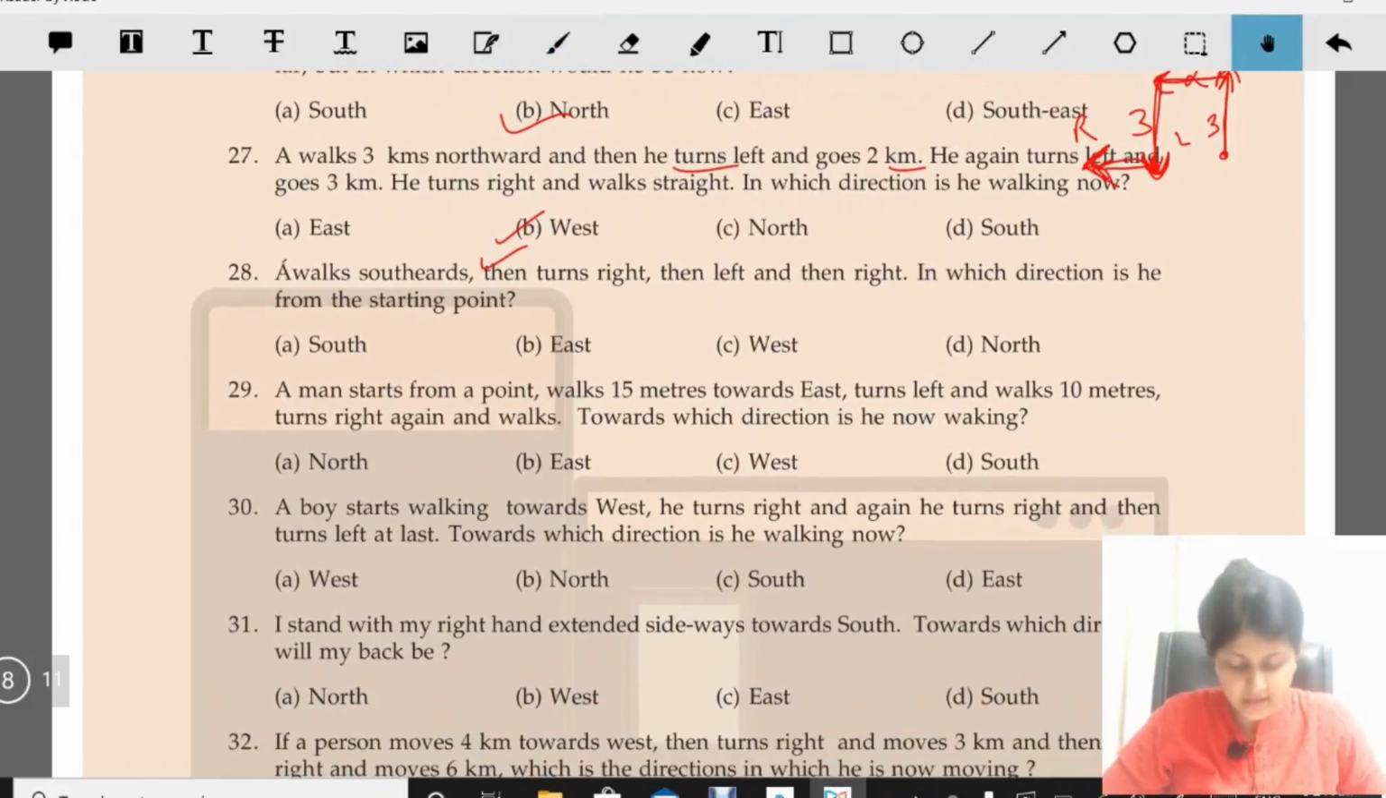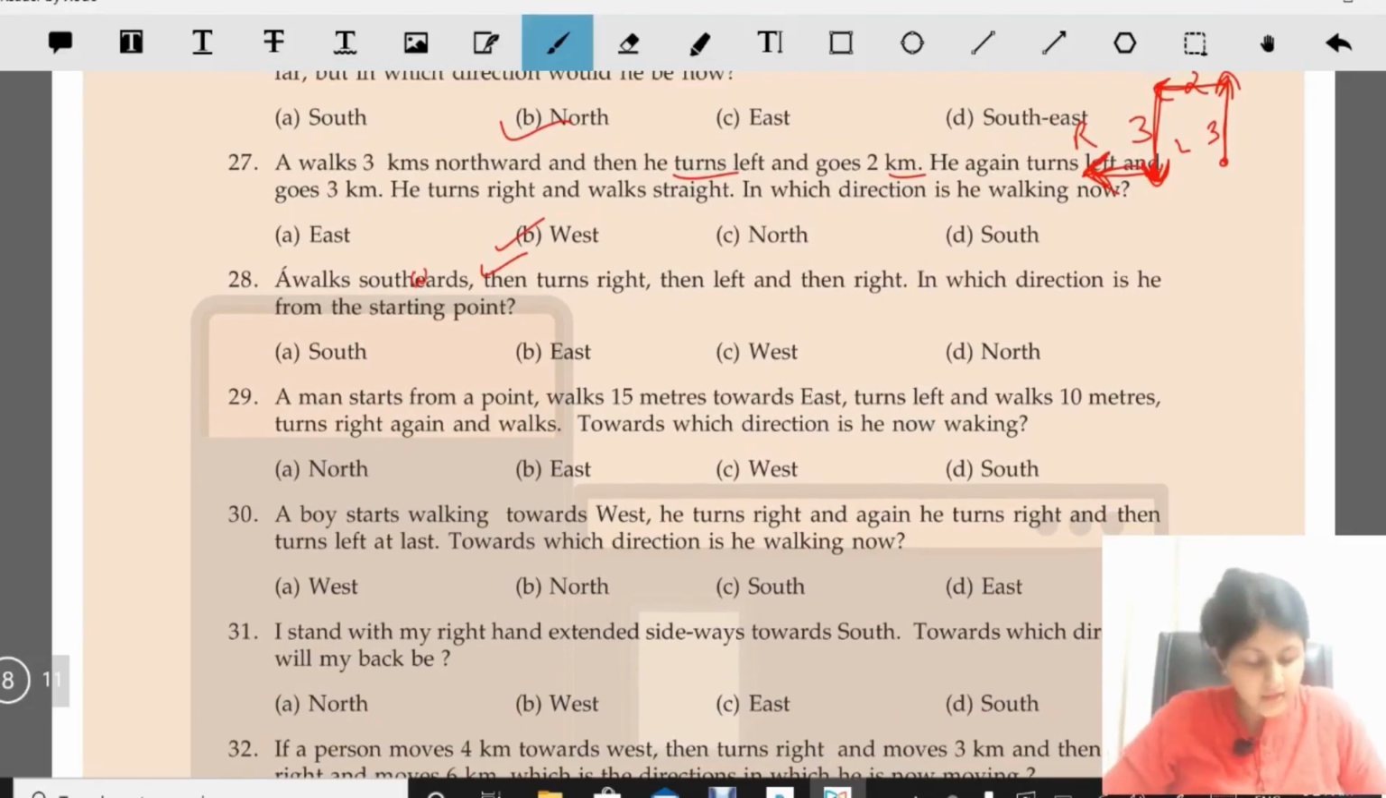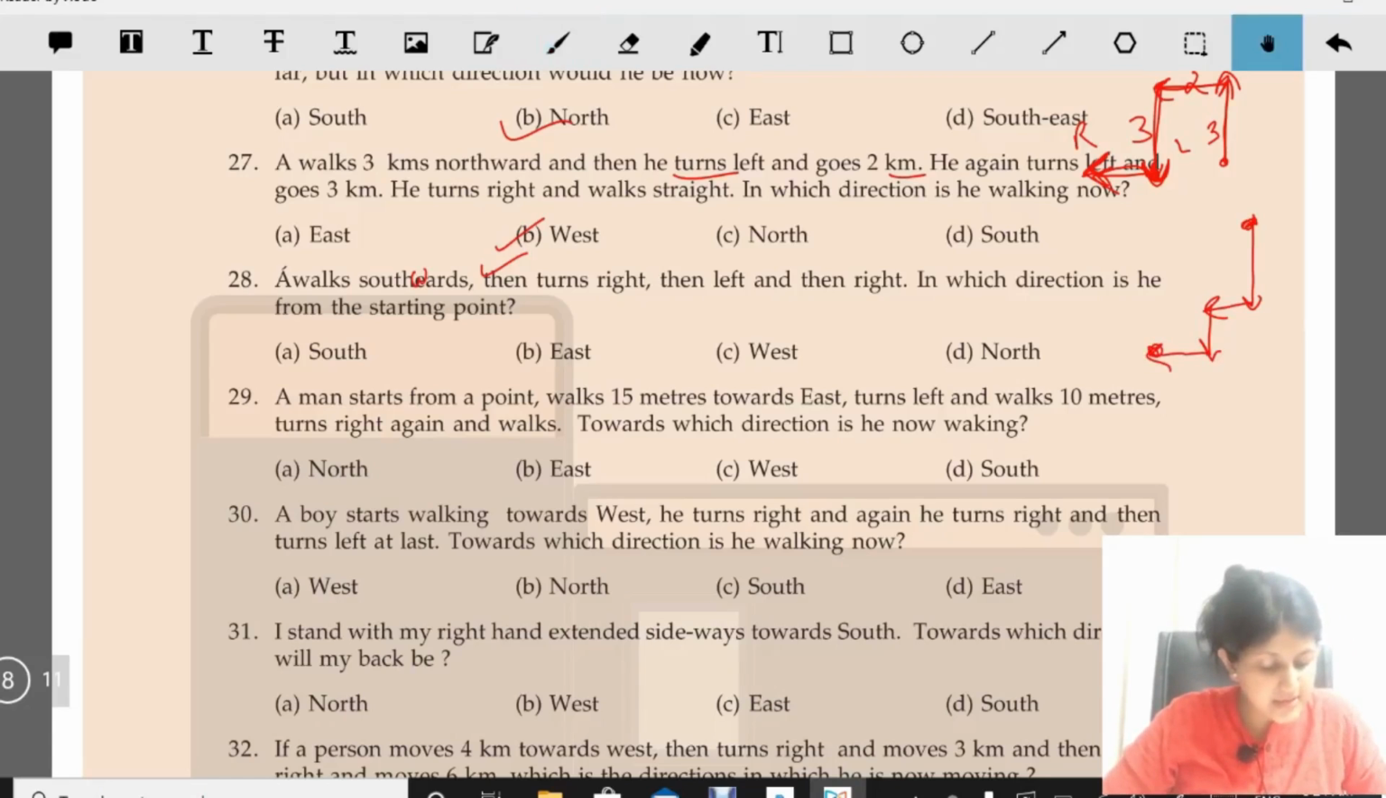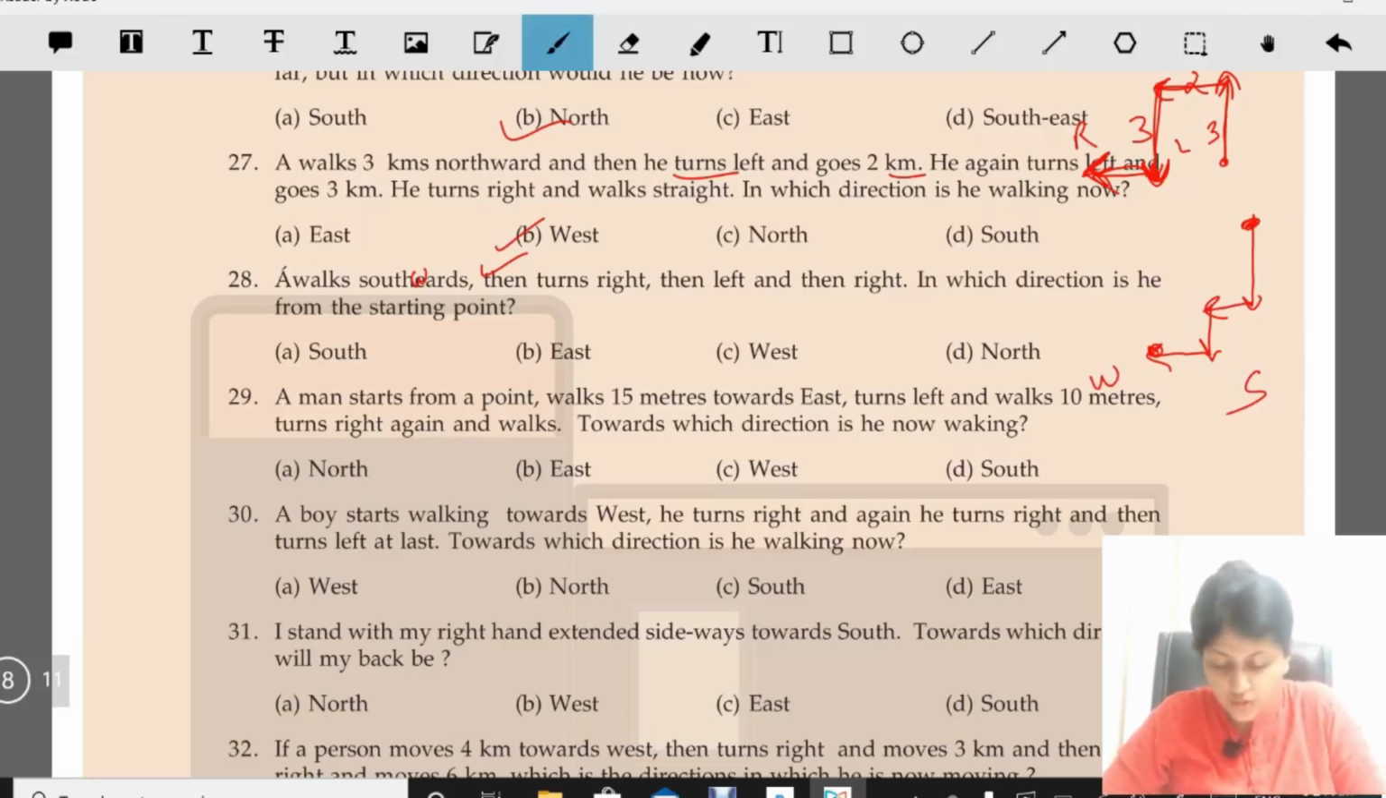Question number 28. Walk southwards. This is southwards. Then A is walking southwards. Then he turns right. Okay. And then turns left. And then right. In which direction is he from the starting point? Starting point is here. This is south and this is west. So he is in the southwest direction. But the starting point is this. So we will just say south.